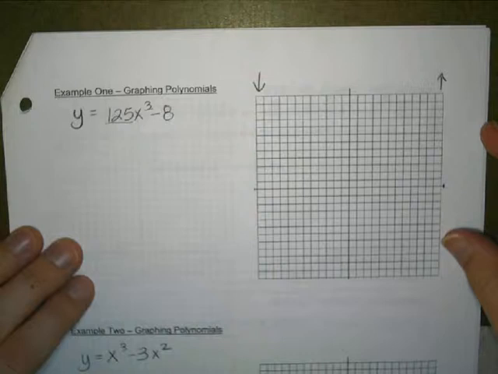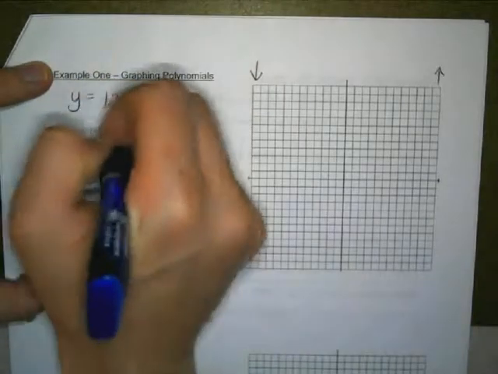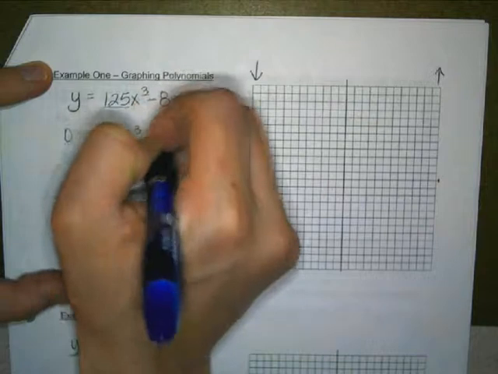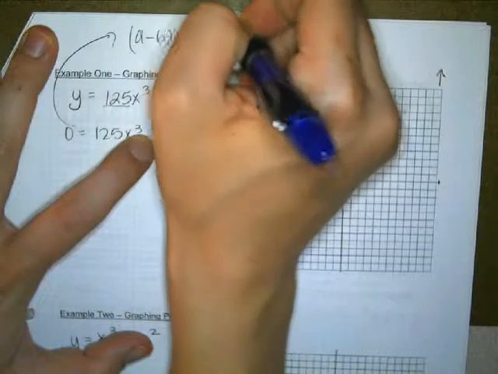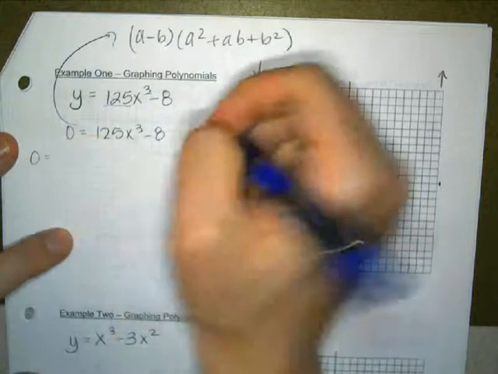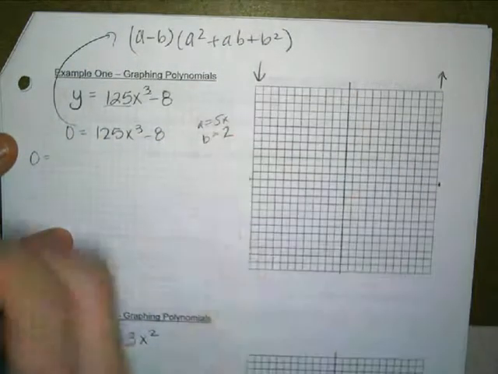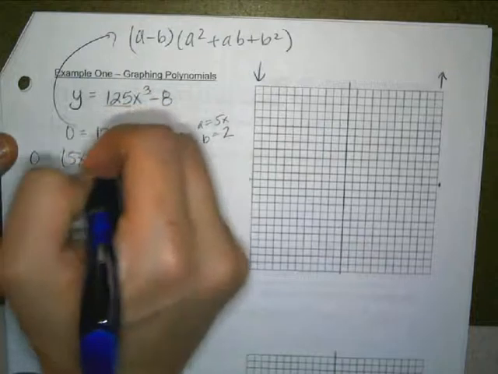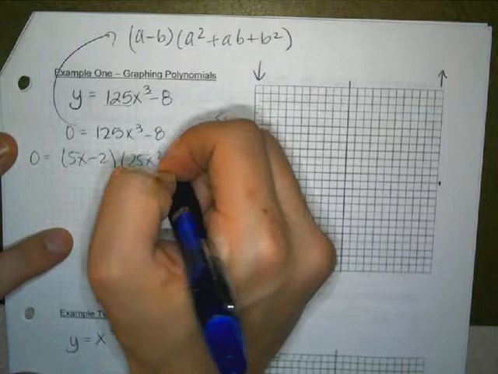Okay. Then we factor and solve. So I'm going to set this equal to 0. Now, to factor and solve this, it looks like the pattern for the difference of cubes. So that's what I'm going to do here to factor. My a is 5x, my b is 2. So I get (5x - 2)(25x^2 + 10x + 4).